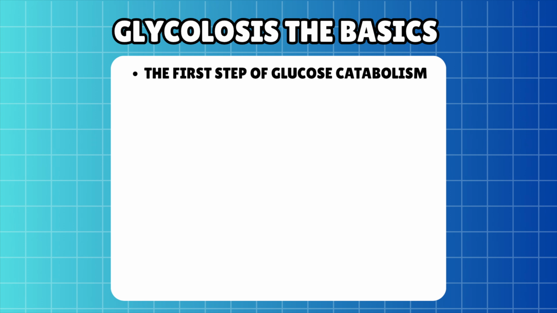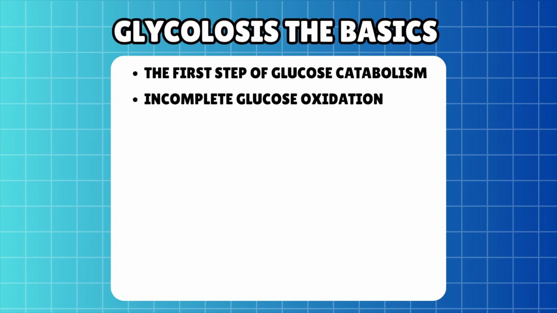So, let's start with the very basics. Glycolysis is the first step of glucose catabolism. Unlike the whole process of cellular respiration, glycolysis stops at pyruvate, meaning glycolysis is an incomplete oxidation of glucose. An incomplete oxidation of glucose means the cell breaks down glucose partially, so it gets less energy compared to the whole process of cellular respiration. This whole process occurs in the cytoplasm, specifically the cytosol of the cell.